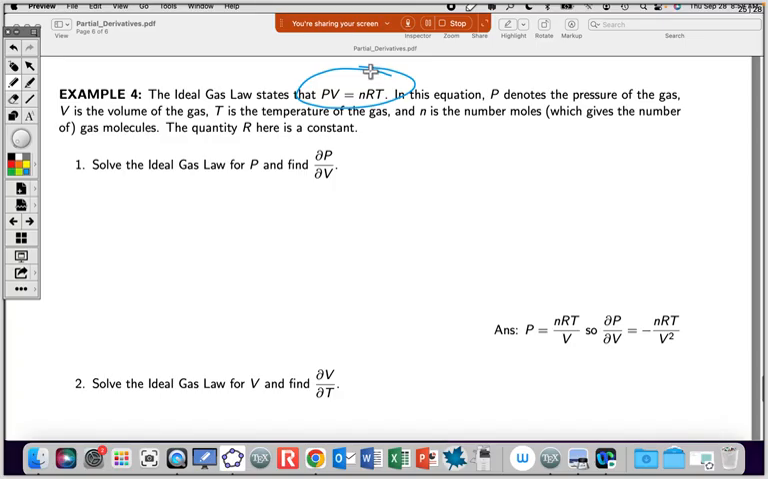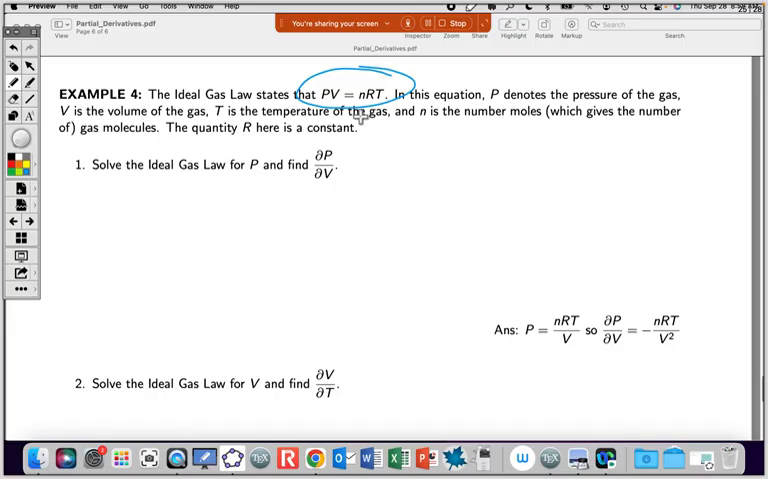PV equals nRT. So R is a constant. P represents the pressure of the gas. V is the volume of the gas. N represents the moles of the gas. If you don't know what a mole is, it's kind of like a dozen. A mole tells you how many molecules of the gas there are, and T represents the temperature.